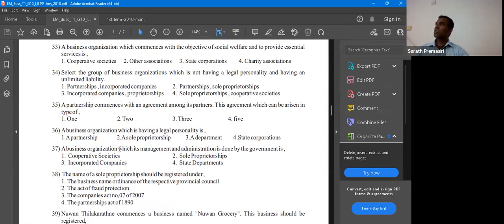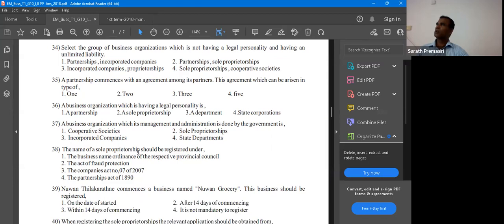A business organization which its management and administration is done by the government. Management is by the government, administration is by the government. Answer is state department.